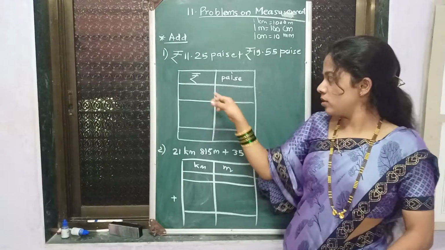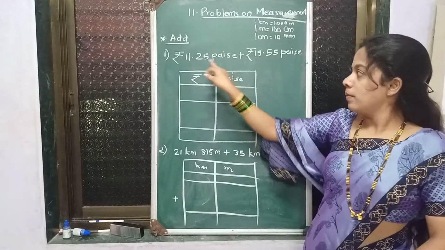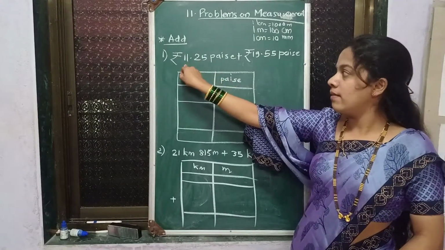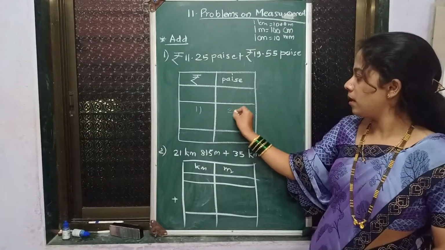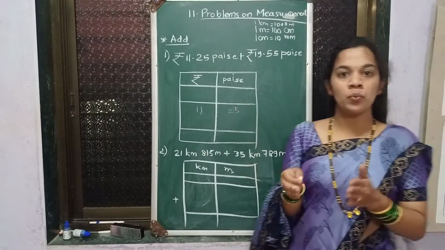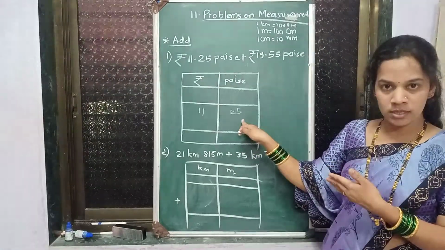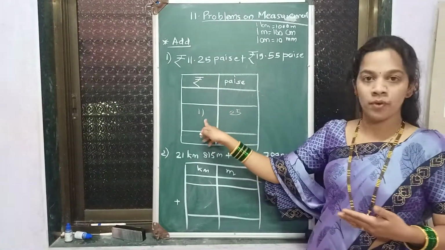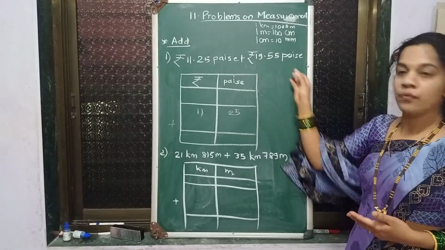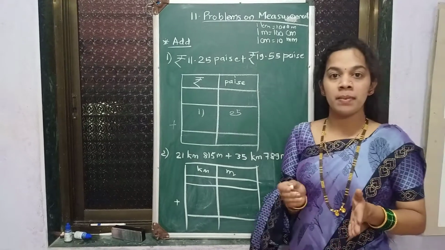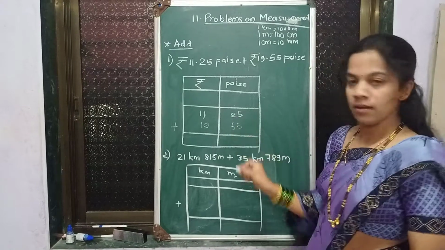For doing addition, you are supposed to make separate columns. This is the rupee and this is the paise. So 11.25: this 11 is going to come under rupee and 25 paise is going to come under paise. This much is clear. Addition it is, so we are going to place the addition sign in between. 19.55 means 19 will come over here and 55 is going to come over here.